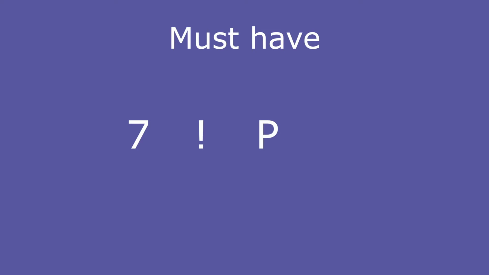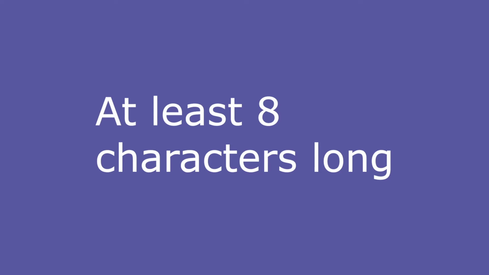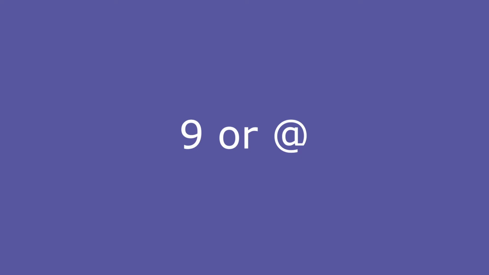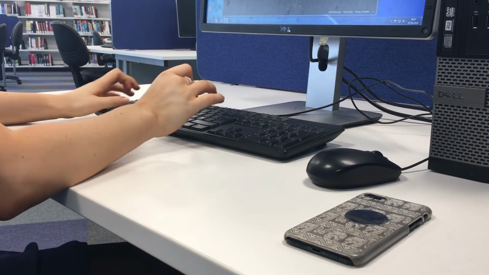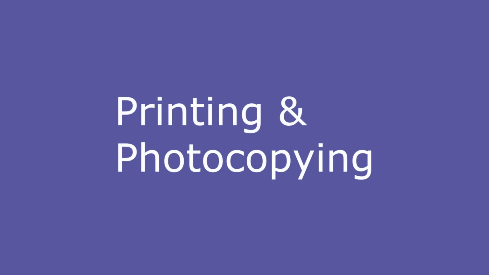Your new password cannot be the same as your last password. It must have a number, a symbol, a capital letter and a lowercase letter. Please don't use any part of your name or date of birth, as these won't be accepted. It also needs to be at least 8 characters long, but don't make it too long because you have to manually log into the printer. You will need to change your passwords every 90 days, but you can simply change the number or symbol to make it easy to remember. You will need to have logged onto a PC and changed your password before you can use the printer, photocopier, scanner or laptops.